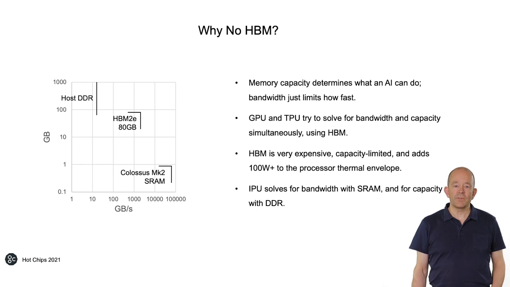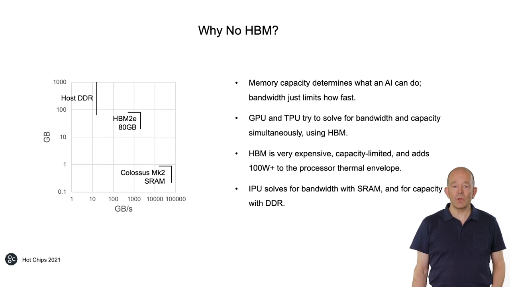The final aspect of IPU architecture I want to justify is our choice of memory system. IPUs are unusual in not using HBM, high bandwidth DRAM. Instead, IPUs use a combination of large on-die SRAM and low bandwidth remote DRAM. The foremost requirement of main memory in an AI computer is that it provides sufficient model capacity. Capacity determines what can be computed. Bandwidth just limits how fast.